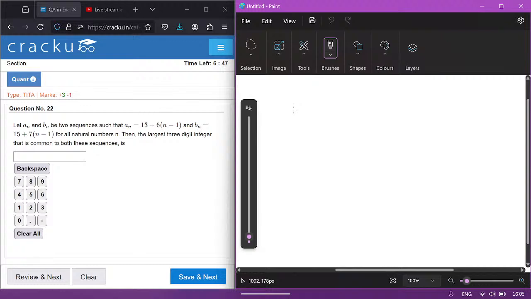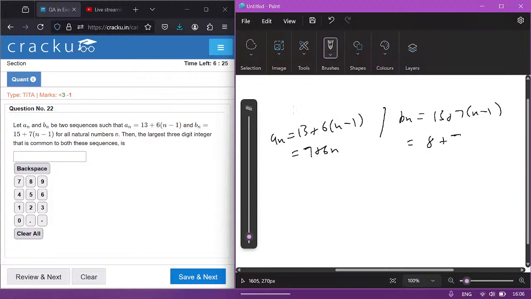An is equal to 13 plus 6n, and Bn is equal to 15 plus 7n minus 1, for all natural numbers. What is the largest number common to both the sequences? So this is 13 plus 6n, which is 7 plus 6n, and this is 15 minus n, which is 8 plus 7m.